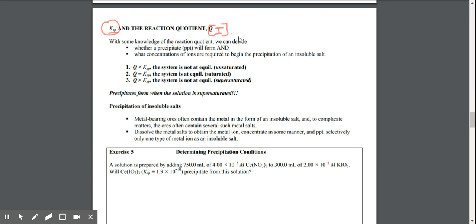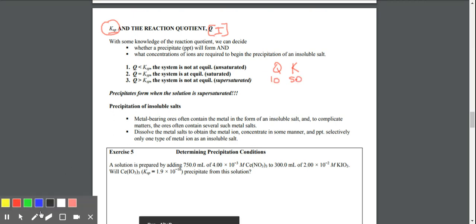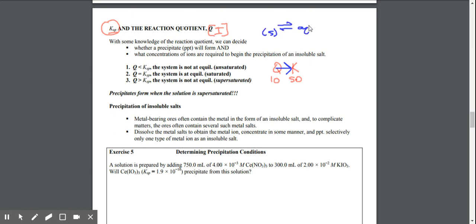Now, this is the exact same thing as what we've done before, except it has a little bit of extra meaning. If I am solving for my Q, and my Q just so happens to be less than K, so let's say, again, K is 50 and Q is equal to 10, what that means is that my reaction will have to shift to the products in order to reach equilibrium. And if I'm shifting to the products, think about the reaction that I'm dealing with now. I have a solid breaking apart into little aqueous ions.